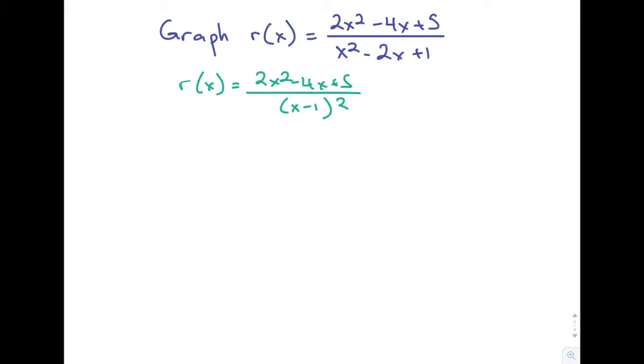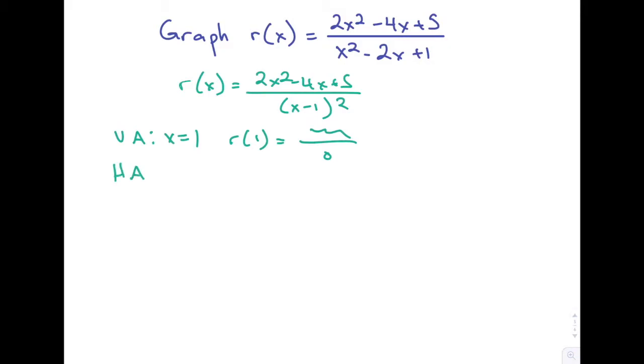And remember, we get vertical asymptotes for every x value where the denominator equals 0. There's only one where that's true, so the vertical asymptote in this case is just x equals 1. Because when we evaluate r of 1, we have something over 0, which is uncool. We don't want to deal with that.